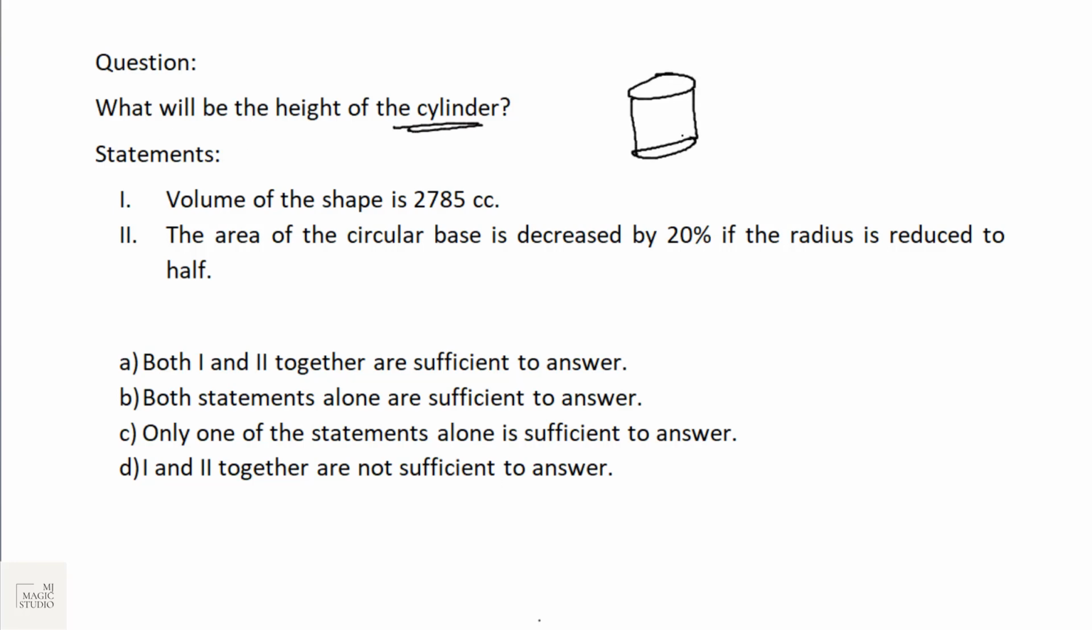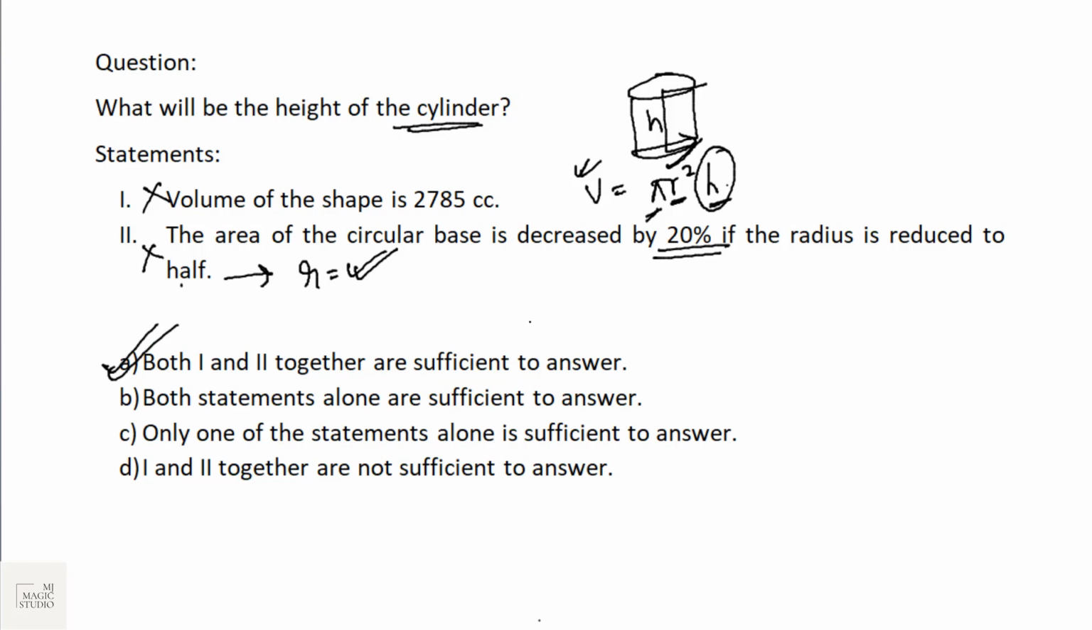What is the height of the cylinder? This is a cylinder, we are looking out for the height. Volume is this much. Volume is pi r square h. We know the volume, we know the value of pi, but we don't know the value of r and h. That means statement 1 alone is not sufficient to give us the answer. Now, the area of the cylinder base is decreased by 20% if the radius is reduced to half. With the help of this, we can find the value of r. Done. So statement 2 alone is also not sufficient to give us the answer. But if I combine both of them, I can get the value of r from statement 2, which I might use in statement 1 to get the value of h. That means both statements together can be used to find the height of the cylinder. So the option 'both 1 and 2 together are sufficient to answer' should be selected.